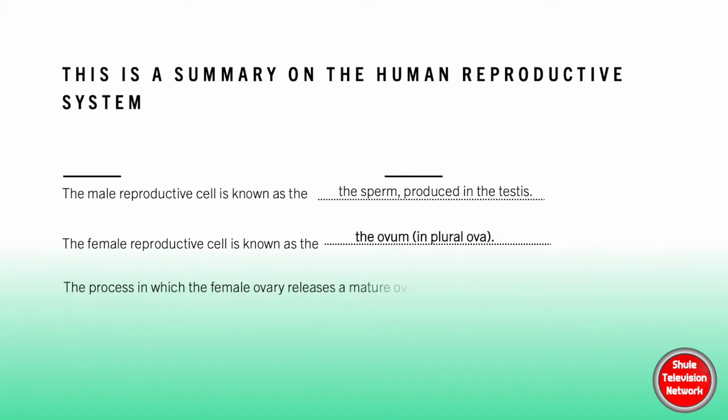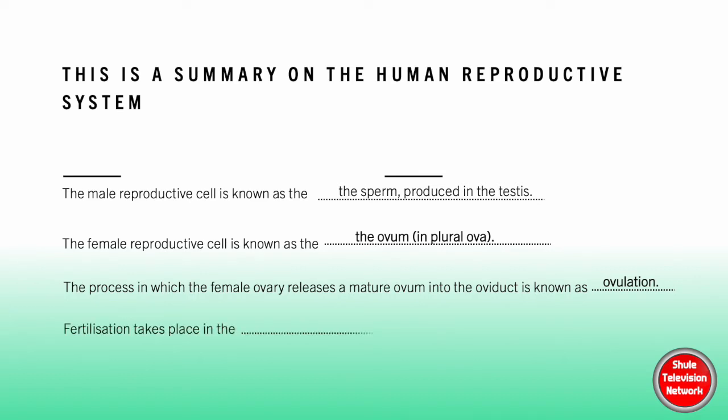The process in which the female ovary releases a mature ovum into the oviduct is known as dash. Ovulation. Fertilization takes place in the dash. Oviduct, which is also known as the fallopian tube.